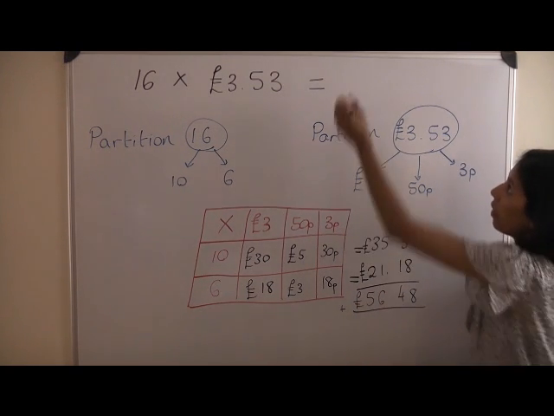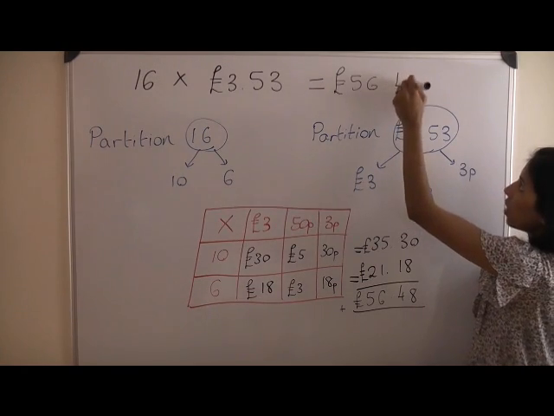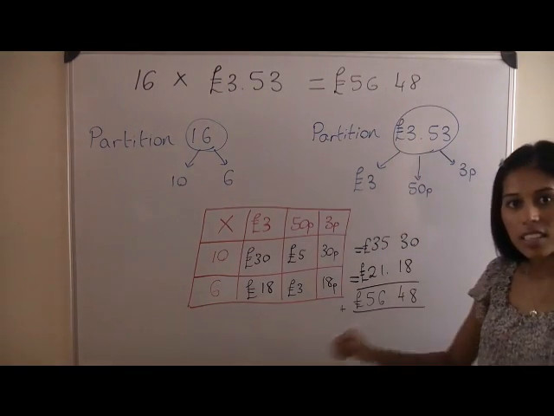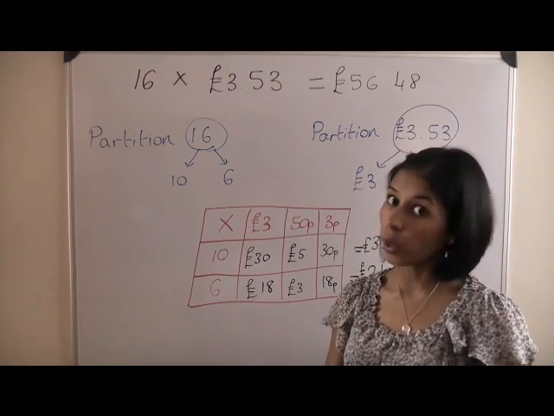So altogether, your goodie bags will cost you £56.48. So there you have it, the grid method to help solve multiplication problems in a really quick way.